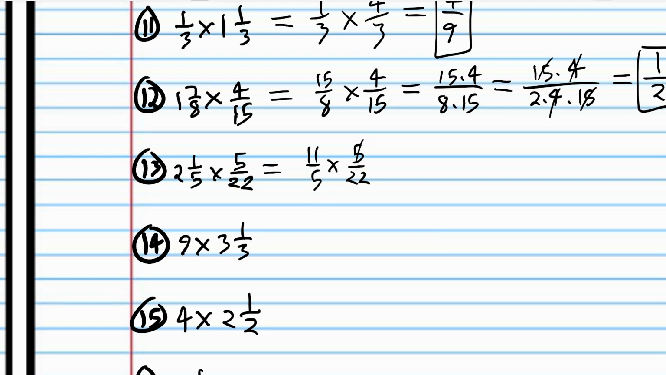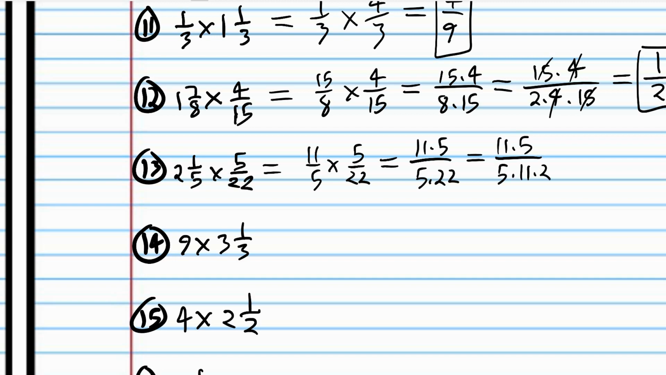1 times 11 is 11, 1 times 22 is 22, so the answer is going to be 11 over 22. But I'm going to just keep doing it the same way I'm doing it, because I think that's easier to understand, rather than doing cross-canceling. 11 times 5 over 5 times 22. So we could cancel out the 5s, but I'm going to go ahead and factor the 22 also.